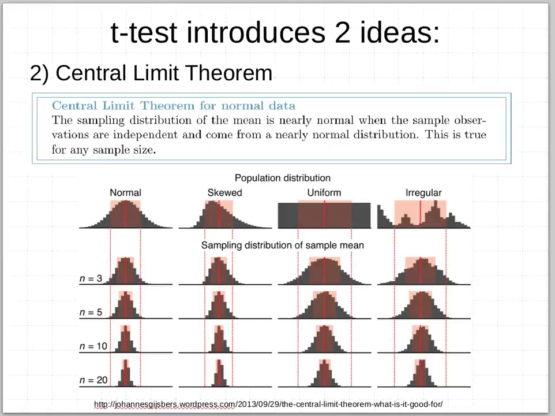All right, so let's think about what this extends to, and that is this fundamental idea of a central limit theorem. A textbook I've also used in the past defined it this way. It's the sampling distribution of the mean, and it's nearly normal. The sampling distribution is nearly normal when the observations are independent and come from a nearly normal distribution. That's true for any sample size.